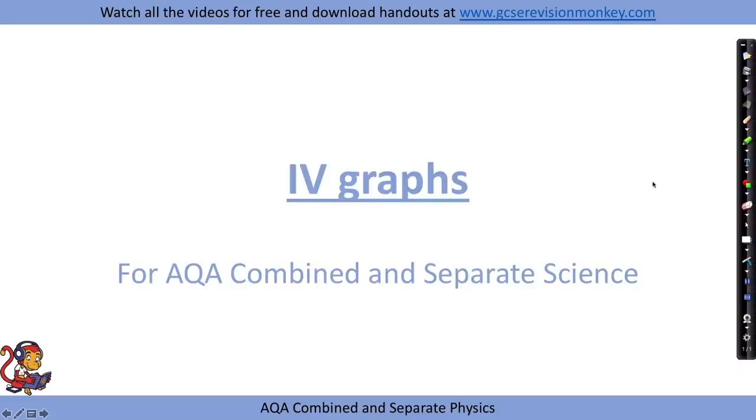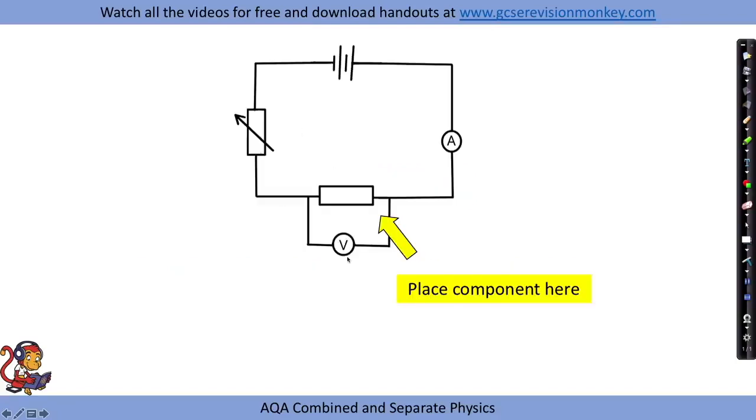IV graphs required practical. You may well have heard of these called IV graphs or current potential difference graphs, with the I standing for current and the V for potential difference. So with these graphs, the circuit that we need to build is all the same, and what we'll be changing is this component here. At the moment we've got a resistor in the circuit, and we need to be able to change this for a diode and then a filament lamp.